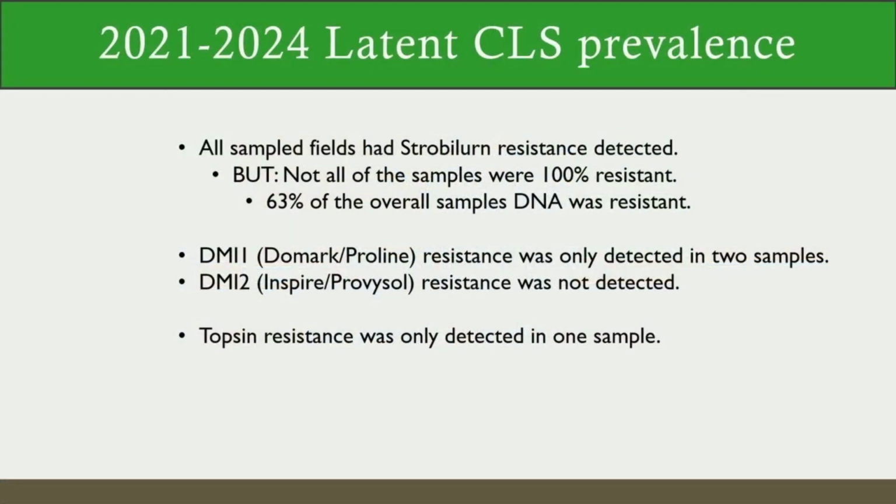But there's a really delicate interpretation of that result that I want to make sure we're really clear about, and this will be a theme throughout this talk. Even though we detected really high levels of strobe resistance on a per sample basis, the total DNA content within each of those samples on average was about 63% resistant. So really you're wavering really close to that 50% line on the quantity of resistant and sensitive infection that's occurring in your fields.